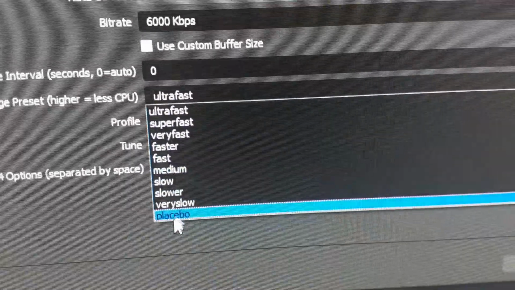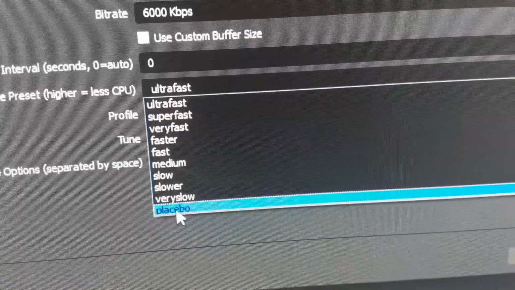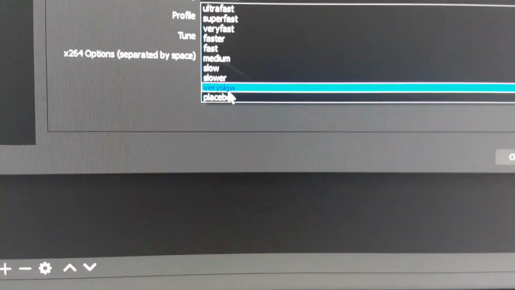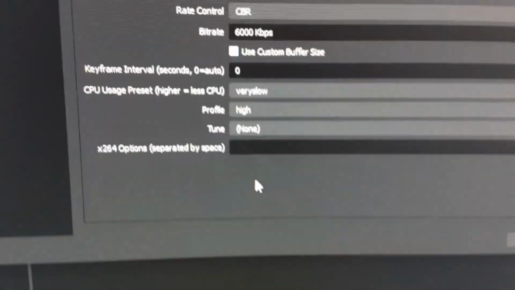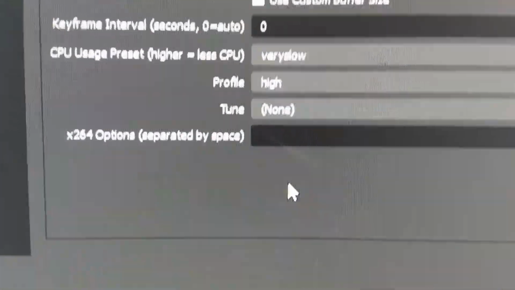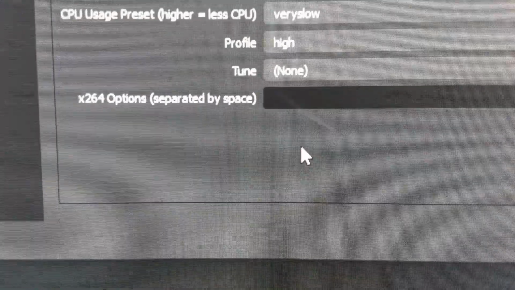Well, if you go all the way down here to very slow, placebo doesn't do anything. It's the same as very slow. If you go here to very slow, well, it'll spend forever on the frame, bro. Absolute forever. You're like, oh god, that means my CPU spent like 30 days working on this one frame. I'll be dropping frames like crazy.